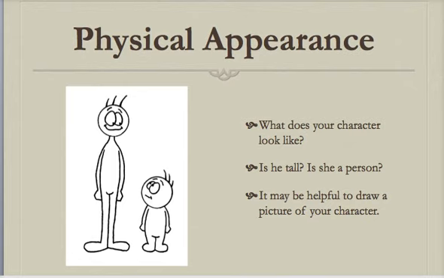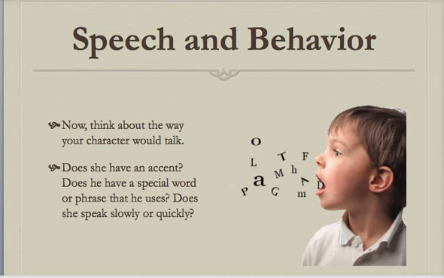So next is speech and behavior. So now think about the way your character would talk. Does she have an accent? Does he have a special word or phrase that he uses quite a lot? Does she speak slowly or quickly? All right, these are just questions to get you going in thinking about what your character is like. These aren't the only questions you have to answer.